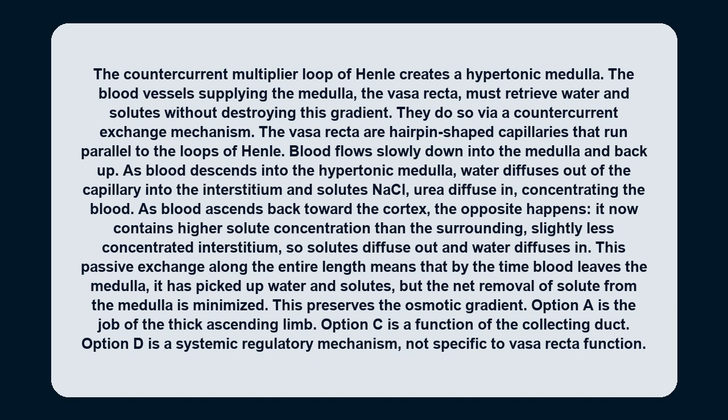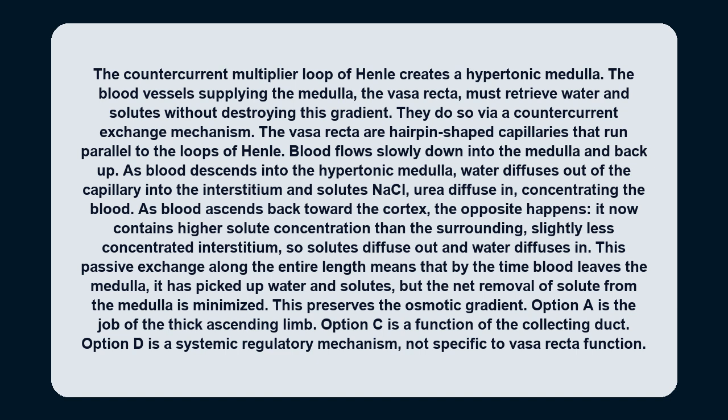As blood descends into the hypertonic medulla, water diffuses out of the capillary into the interstitium and solutes, NaCl and urea, diffuse in, concentrating the blood. As blood ascends back toward the cortex, the opposite happens. It now contains higher solute concentration than the surrounding, slightly less concentrated interstitium, so solutes diffuse out and water diffuses in. This passive exchange along the entire length means that by the time blood leaves the medulla, it has picked up water and solutes, but the net removal of solute from the medulla is minimized. This preserves the osmotic gradient.